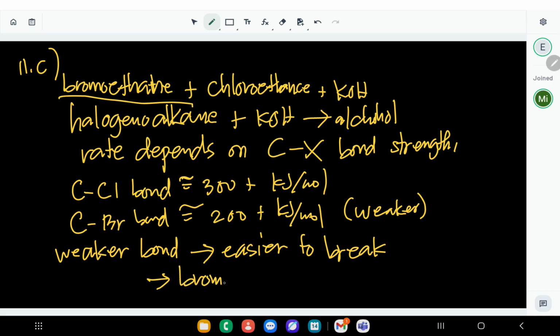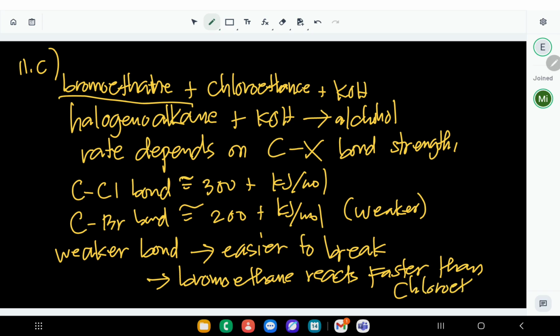So bromoethane reacts faster than chloroethane. Let's take a look at the choices. Bromo reacts faster. So we have two choices that say bromoethane faster, A and B. Let's check on the reason. The carbon bromine bond is weaker. It should be weaker. So the answer here should be letter B.